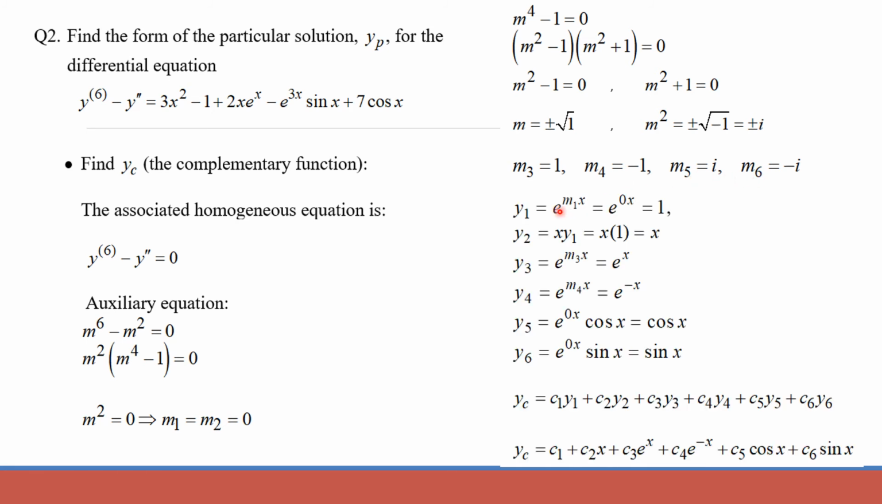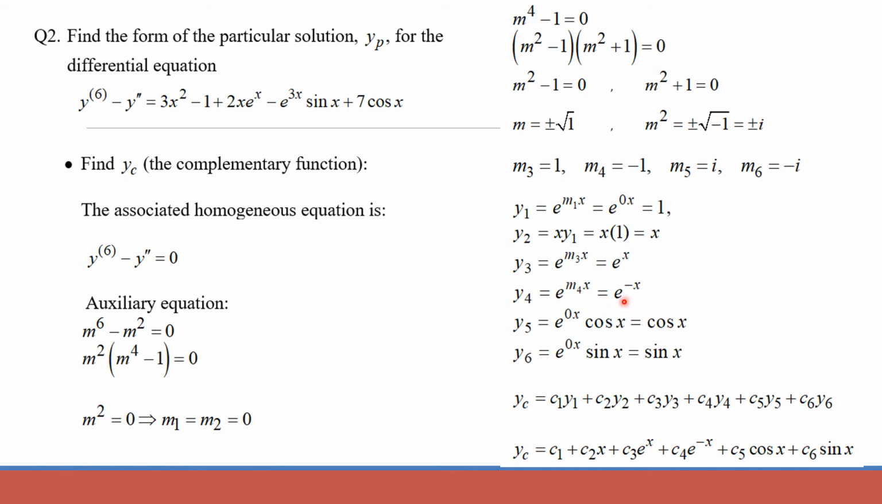Okay, so this is the form of the y1. y1 is 1, because m1 is equal to 0. y2 is x multiplied by y1, so y2 is x. y3 is e to the m3x. Substitute m3 into here, so y3 is e to the power of x. y4 is e to the m4x, substitute m4 as negative 1 into here, so y4 is e to the minus x.